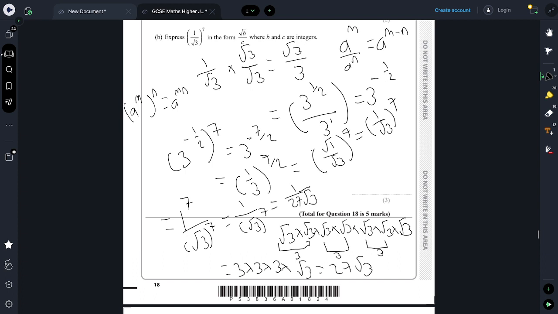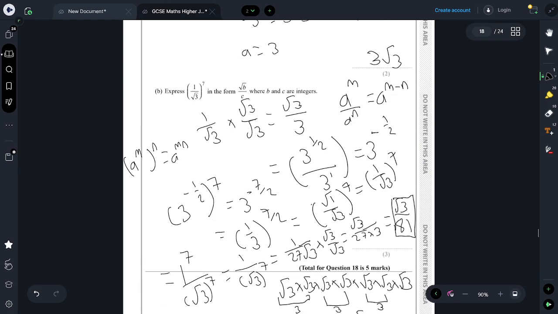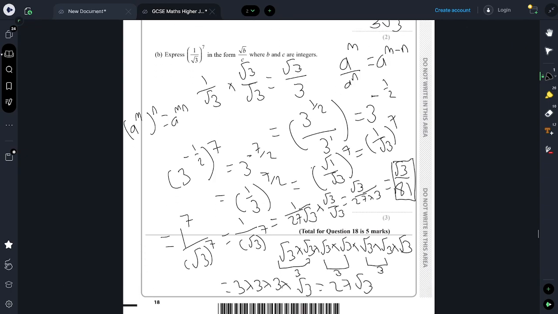And then you can rationalise it by times by root 3 over root 3. That's going to be root 3 over 27 times 3, which is root 3 over 81, right? And that is your final answer because it's in the form of this, root b over c. So b is 3 and c is 81. So it looks like this now.